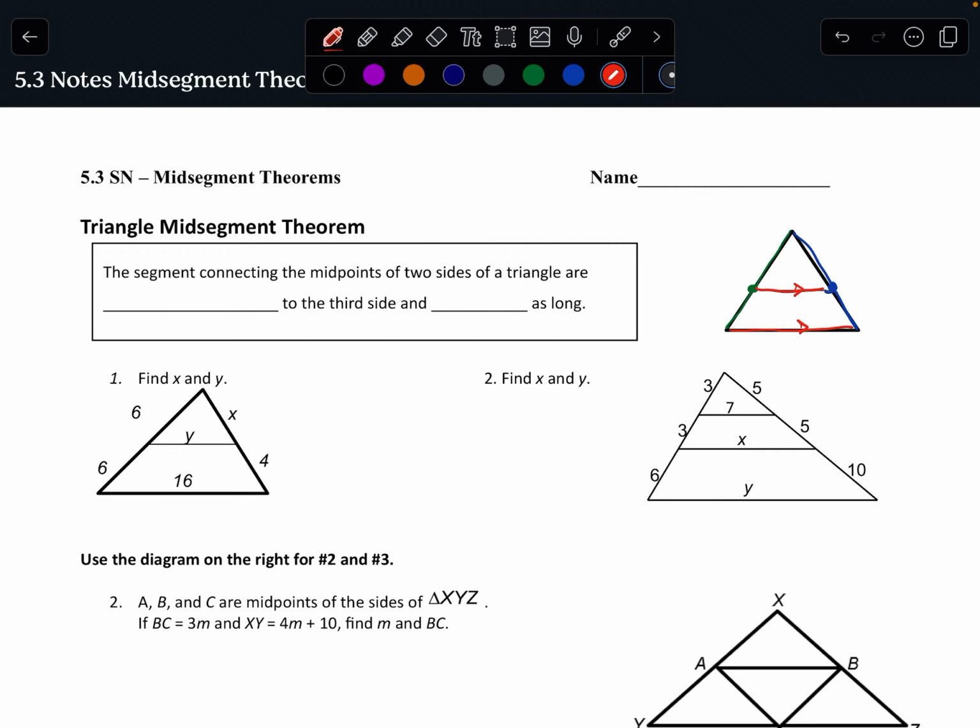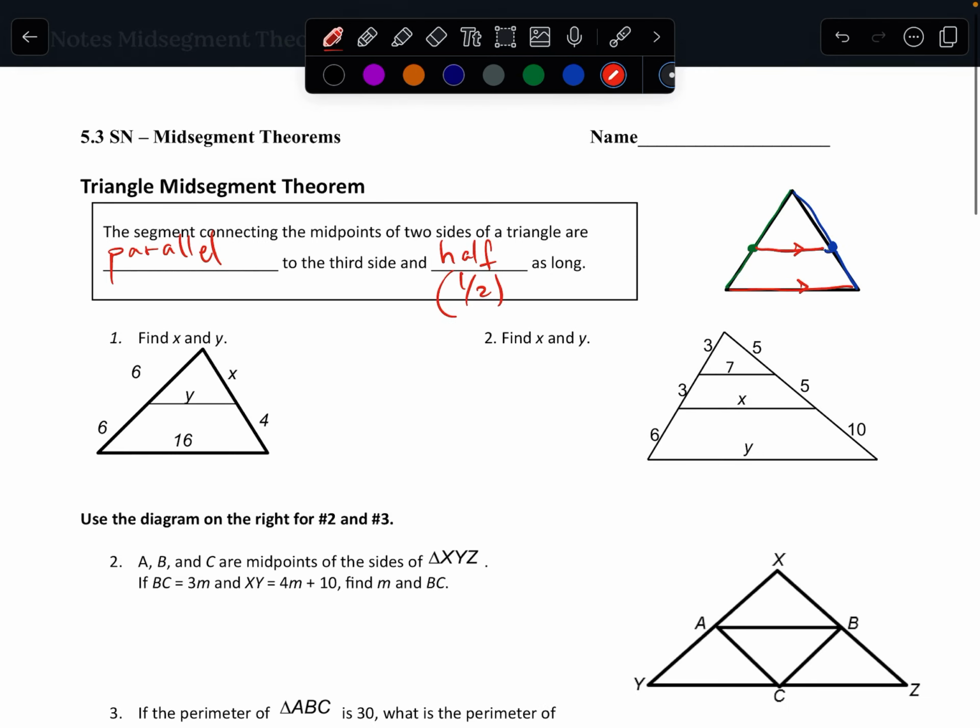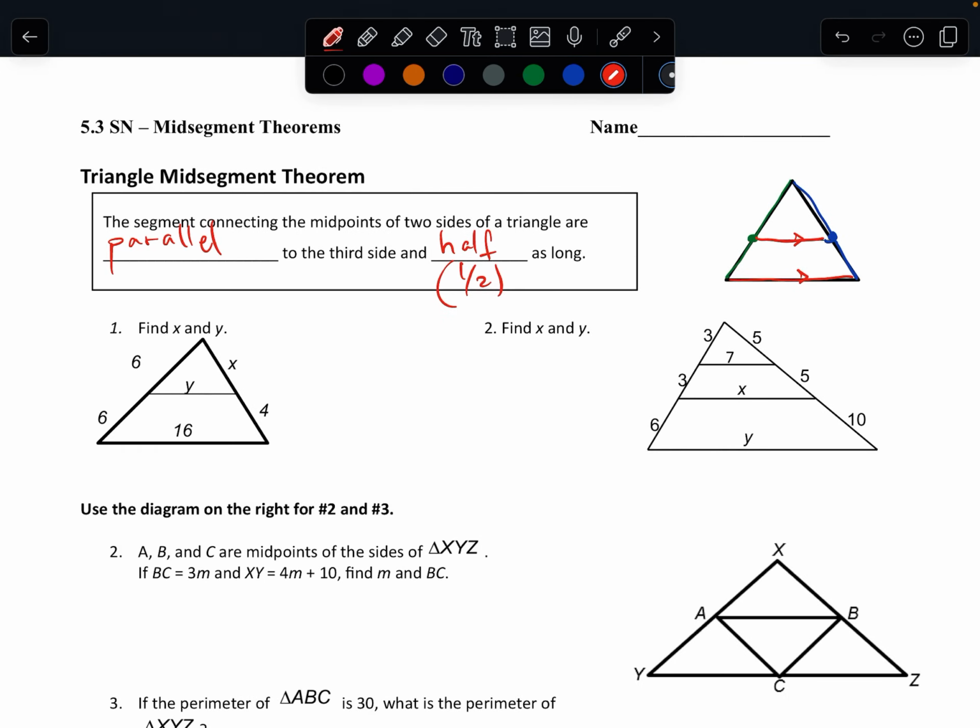So the segment connecting the midpoints of two sides of a triangle is parallel to the third side and half as long, okay? So let's look at the problem here.